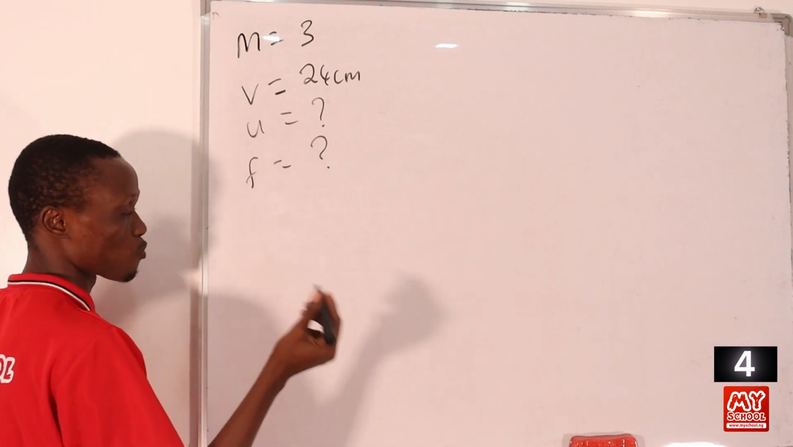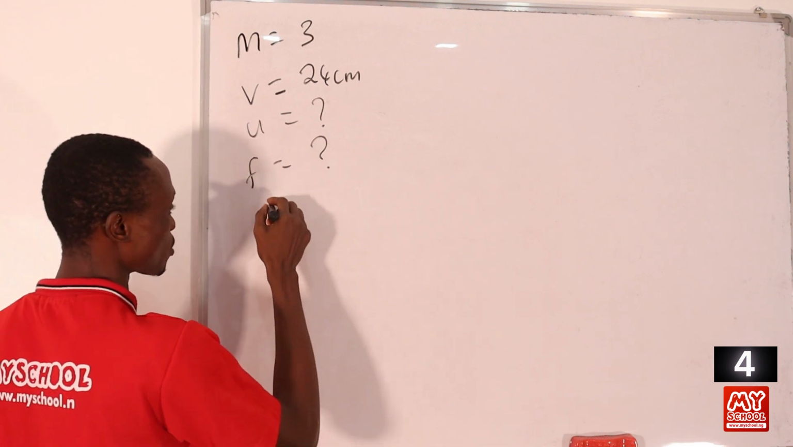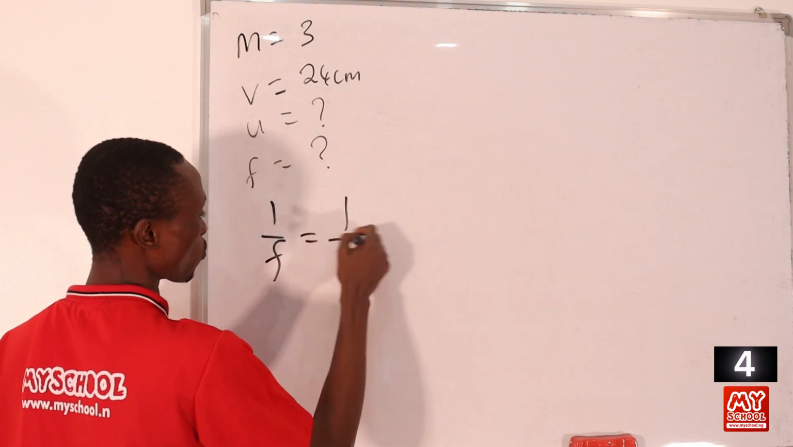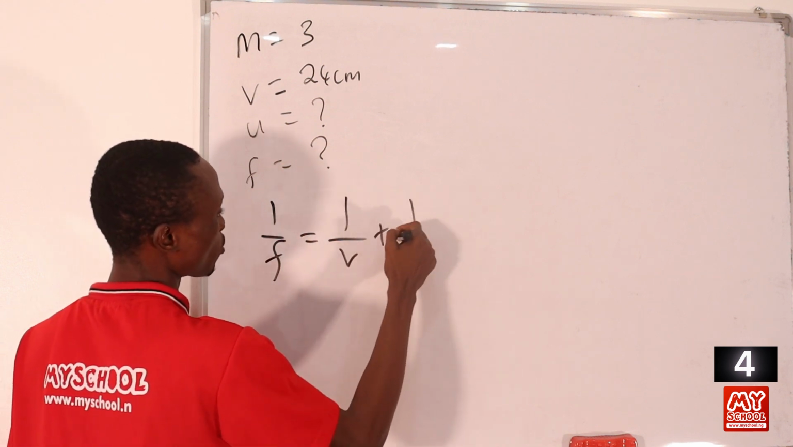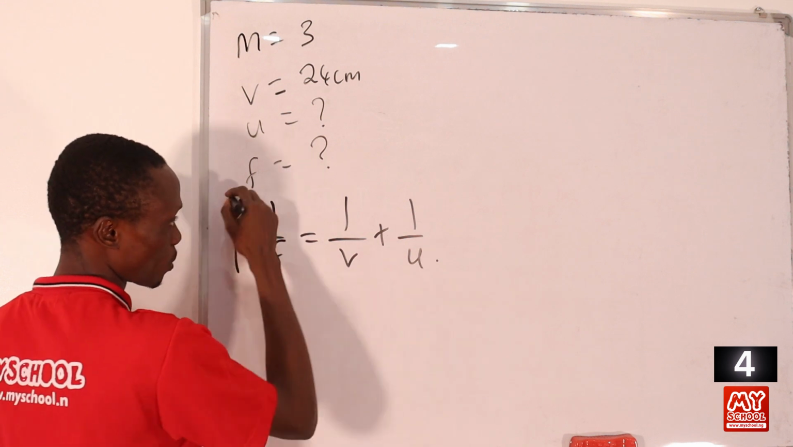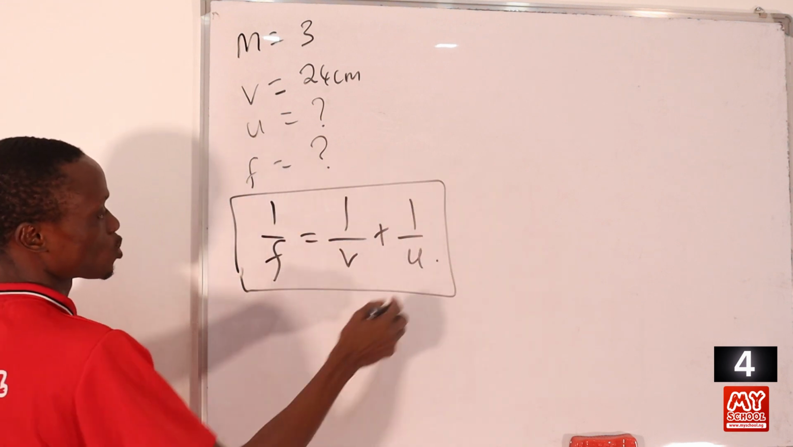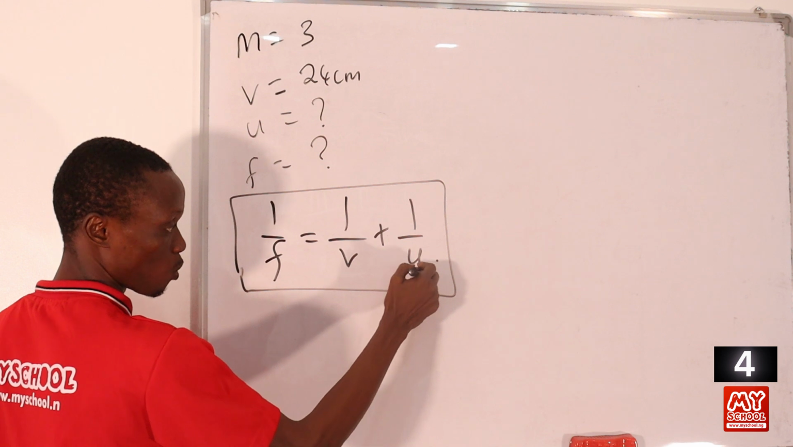Since we are looking for focal length, and focal length is given as 1 over F is equals to 1 over V plus 1 over U for mirror. So this is our mirror formula. So we need to first of all get the value of U.